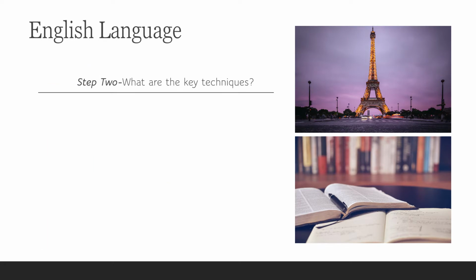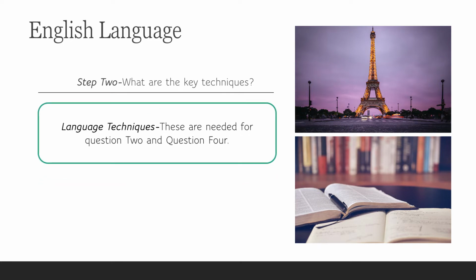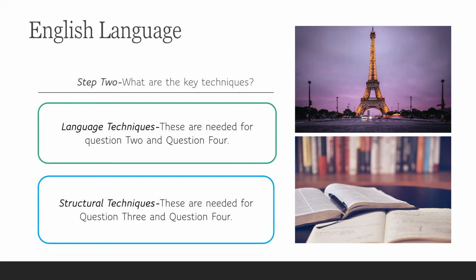Step 2. What are the key techniques? For this paper, we can simply break down the steps into 2 different sections. The first one is language techniques. Specifically, these are needed for question 2 and question 4 of section A. The other ones we need to know are structural techniques, and these are needed for question 3 and question 4.